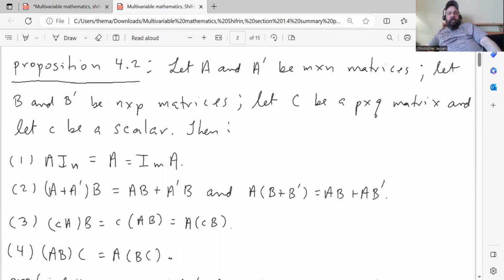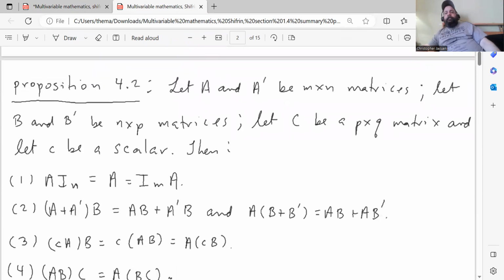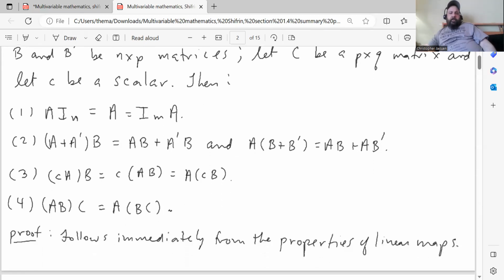Right, we have a proposition, some properties of matrix multiplication. So let A and A prime be m by n matrices. Let B and B prime be n by p matrices. Let C be a p by q matrix, and let c be a scalar. Then these properties all hold. So A times the identity is equal to A, and well, A is not a square matrix here, so actually you have to multiply by the identity in different dimensions on either side of the matrix A, just so that the matrix product is defined. So A times I_n is A, and I_m times A is A.